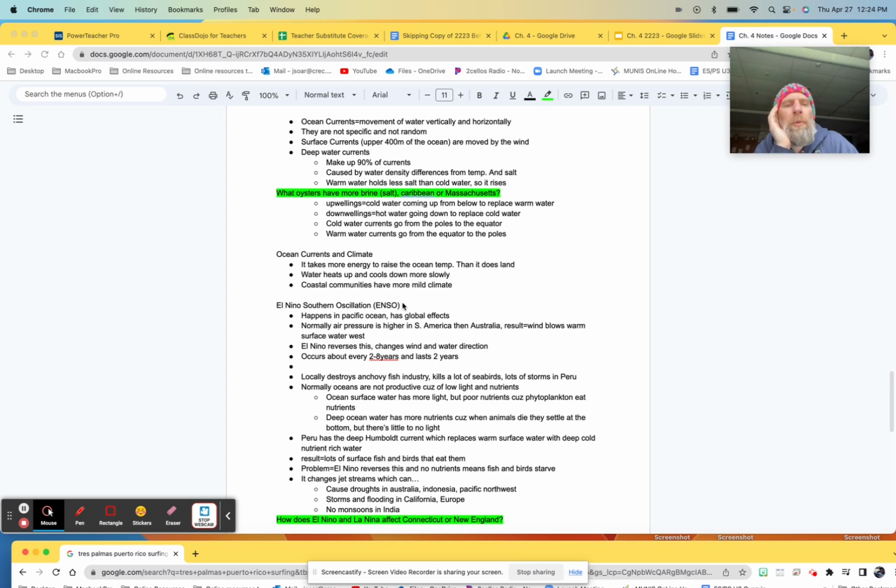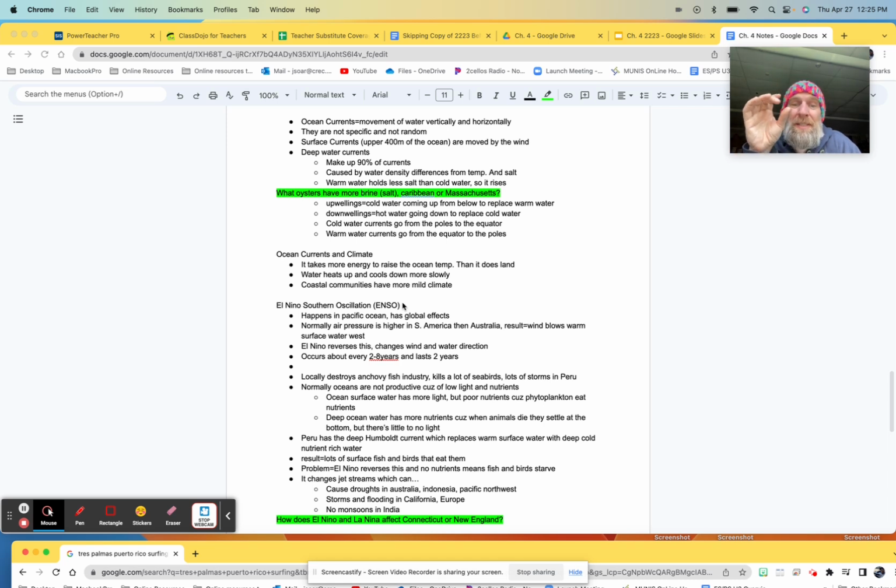So, normal air pressure is higher in western South America. We're talking about Peru, Chile, the Andes, stuff like that. Normally there's a higher pressure there than there is in Australia. The result is that the wind blows all that nice warm water from South America over to Australia, which is generally how we like it. That's La Nina. All right. El Nino is the reverse of this.